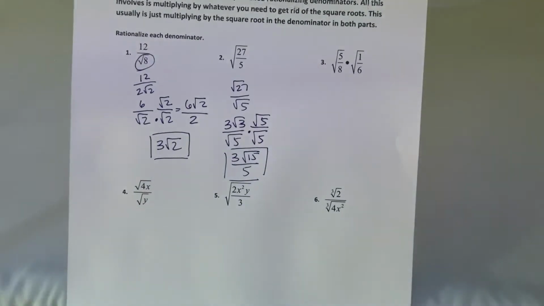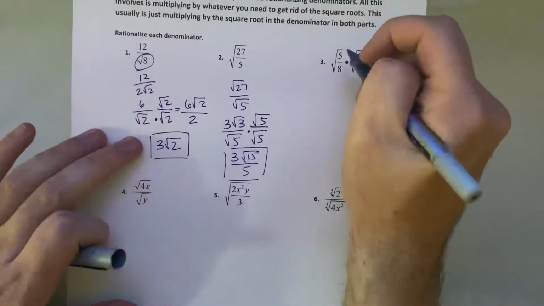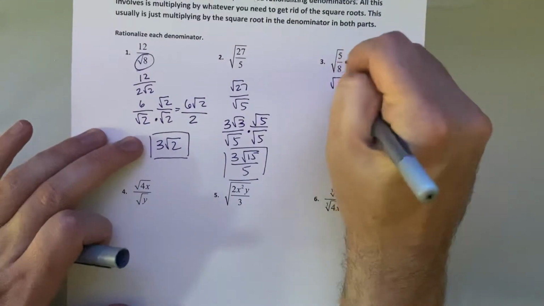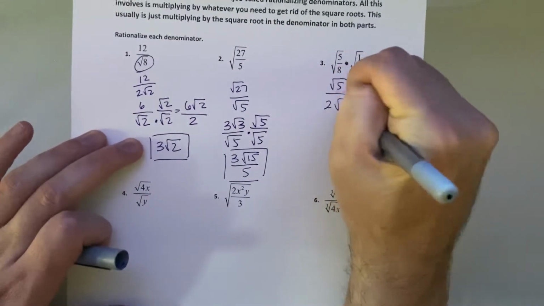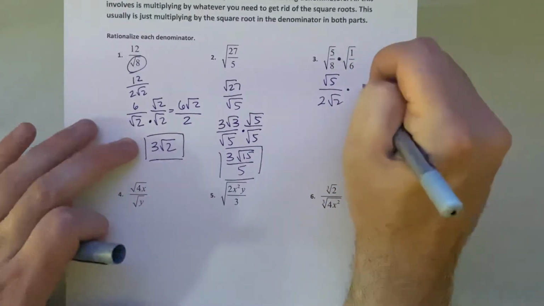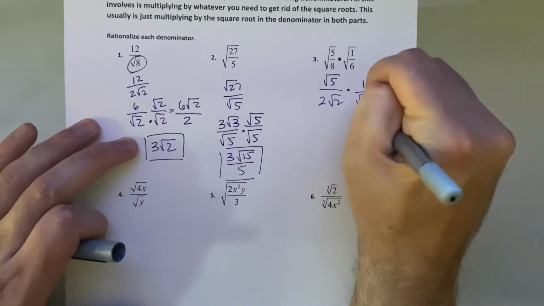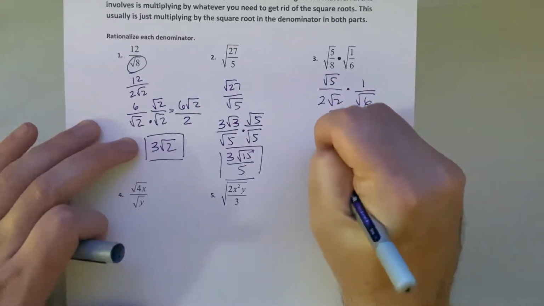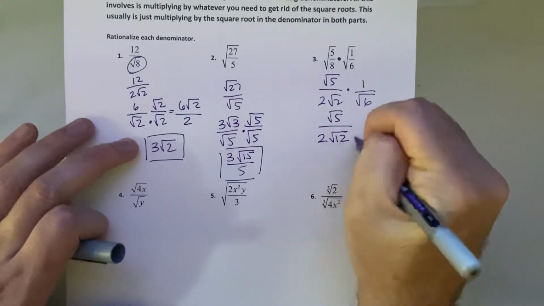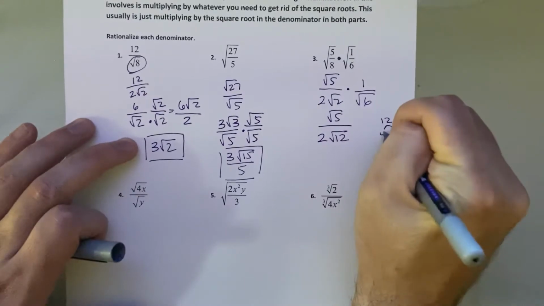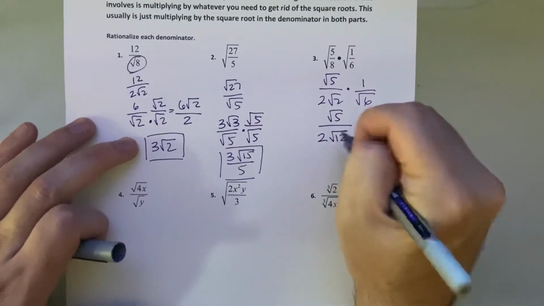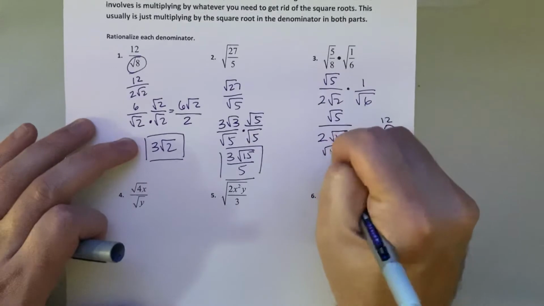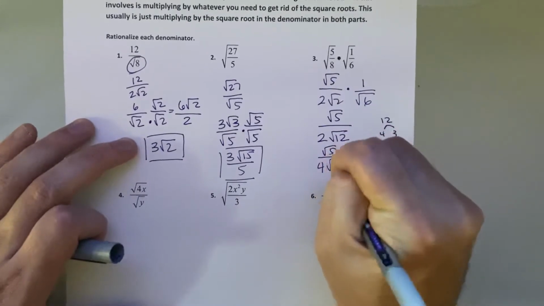Square root of 5/8 times square root of 1/6. We can look at this a few different ways. This is the square root of 5 over 2 square roots of 2 times 1 over the square root of 6. When we multiply them together, we get the square root of 5 over 2 square roots of 12. Now the square root of 12 is 2 times the square root of 3, so this is really the square root of 5 over 4 square roots of 3.